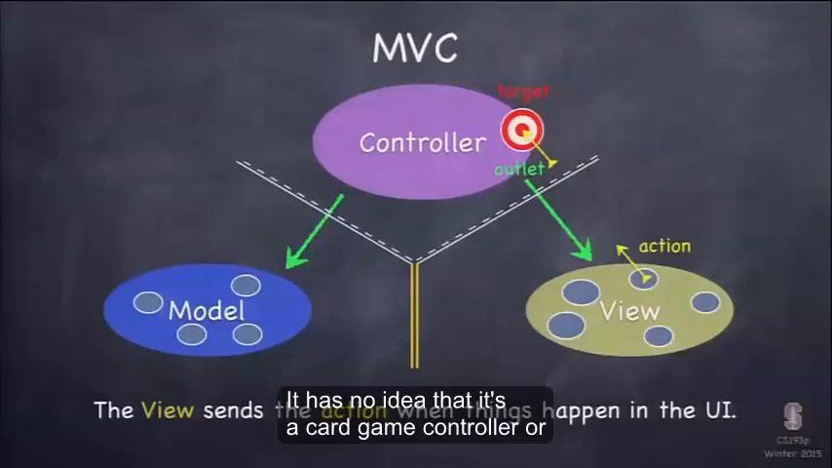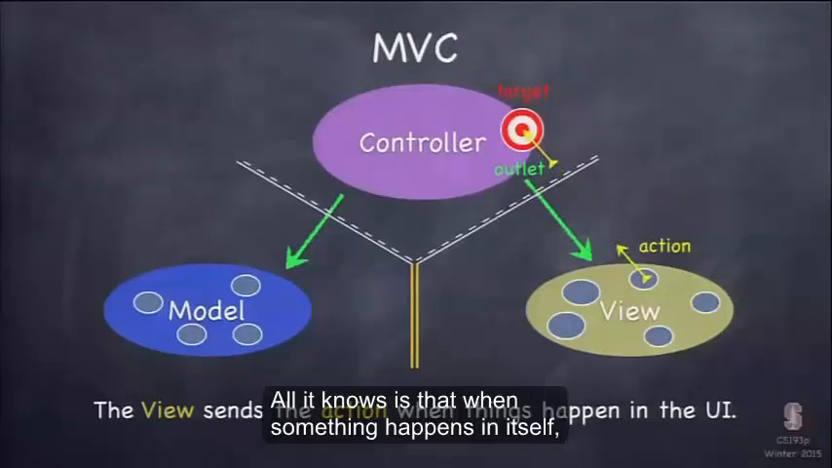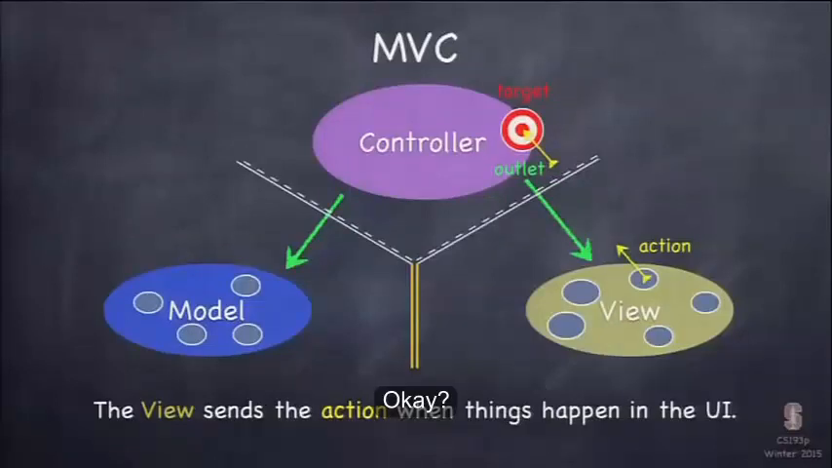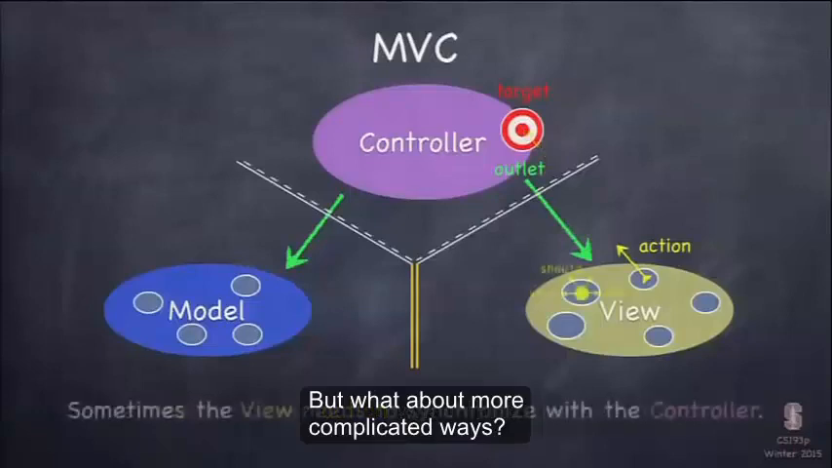It has no idea that it's a card game controller or a space game controller. It doesn't know what kind of controller it is. All it knows is that when something happens in itself, boom, it sends a message to the target. So that's a blind, simple, structured way for the view to communicate with the controller. Okay? But what about more complicated ways?